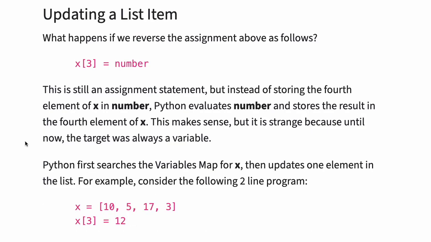What happens if we reverse the assignment as follows? This is still an assignment statement, but instead of storing the 4th element of x in number, Python evaluates number and stores the result in the 4th element of x. This makes sense, but it's strange because until now the target was always a variable. Python first searches the variables map for x, then updates one element in this list.